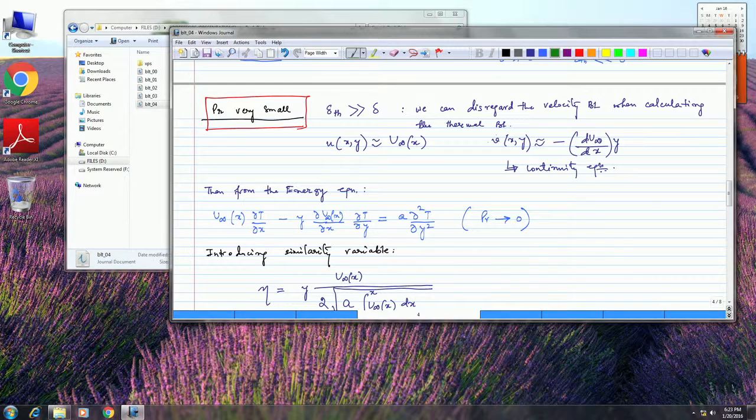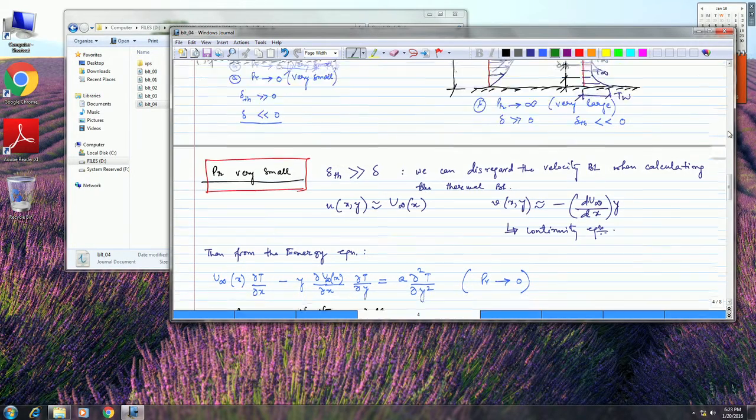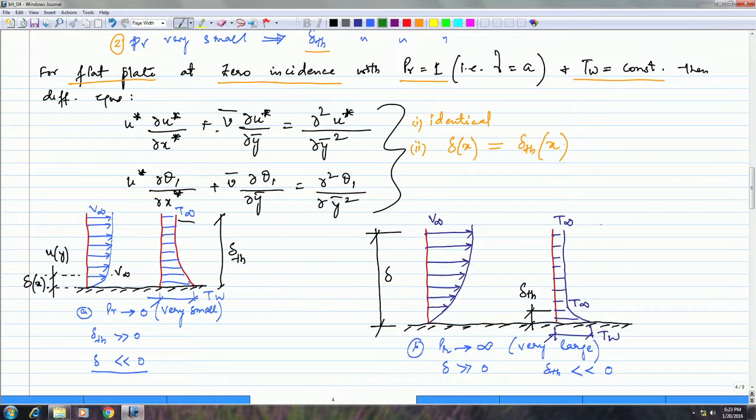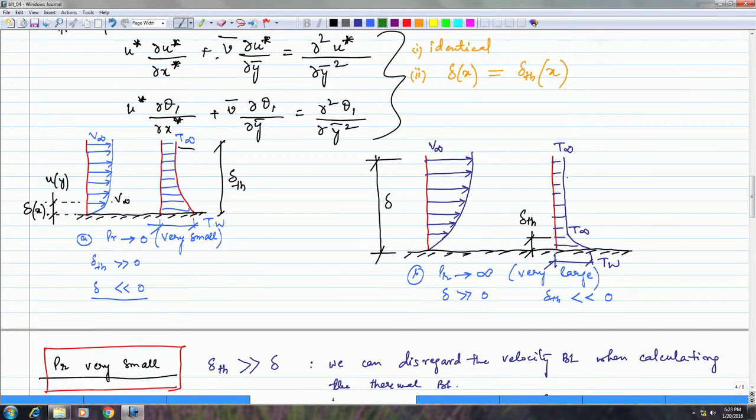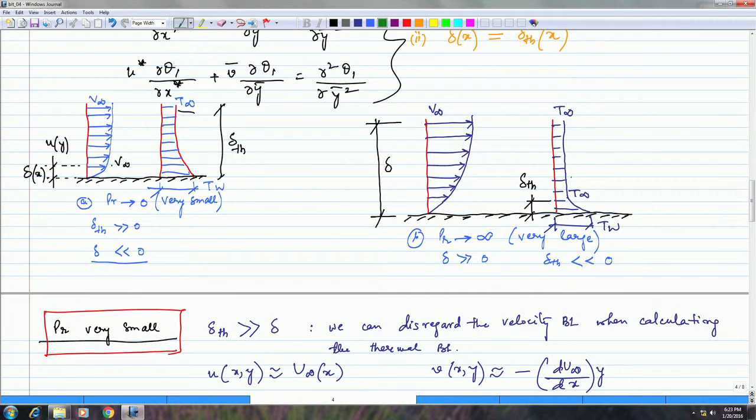Hi, so hope you are all set to also discuss a little more about Prandtl numbers. Where we stopped was that we were discussing the effect of very small Prandtl numbers. So what does a very small Prandtl number mean? Which is a picture like something like this.